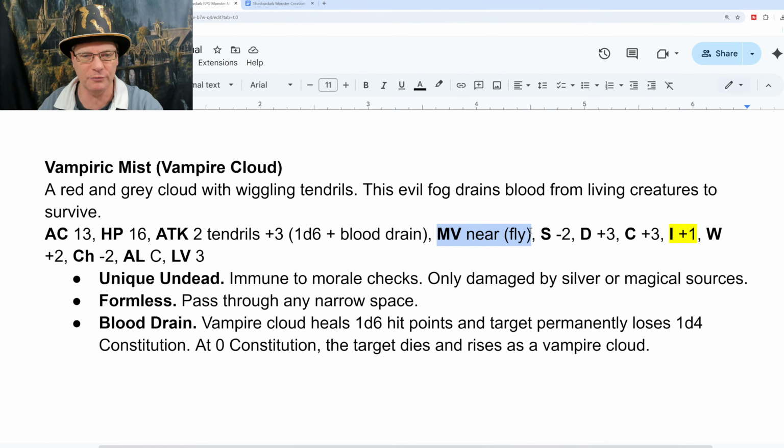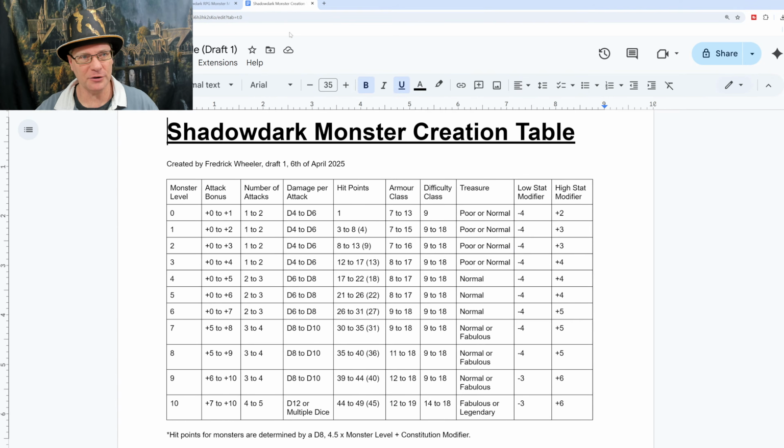So yeah, 12 being close enough to near. So that's why I've got that there. Next, hit points. How do we determine hit points? Very simple. We go to the table that I put onto Patreon in the free tier. You can go get this for free. Don't have to pay a thing. And it shows you how to build your monsters.